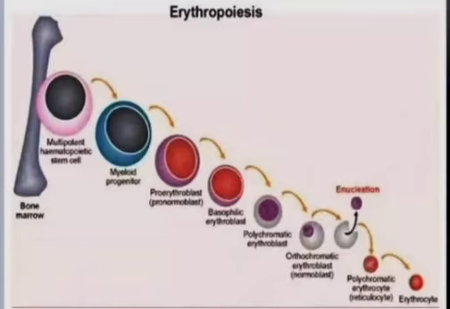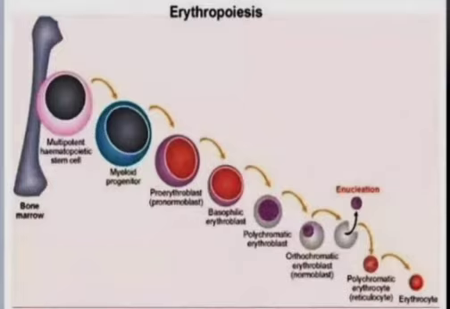Okay, we are still on erythropoiesis. And we define erythropoiesis as the process of production, growth, development, and maturation of red blood cells. Okay? And the last class, we stopped at the stages of erythropoiesis.